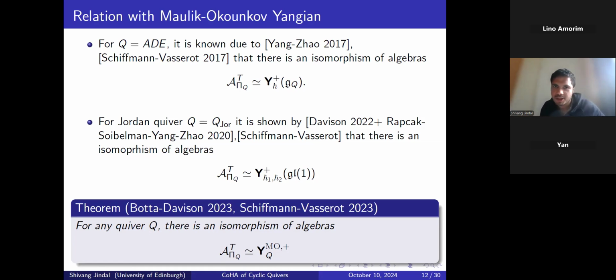So these are the things which are known, but other than these two examples, there are no other examples I'm aware of where these algebras are completely known. And in my work, I calculate them for cyclic Q.